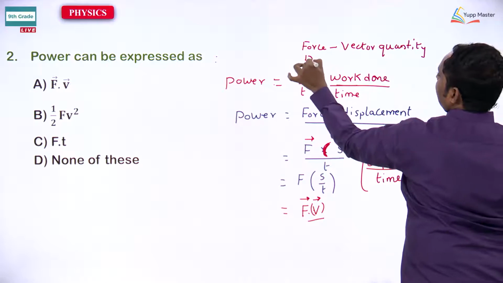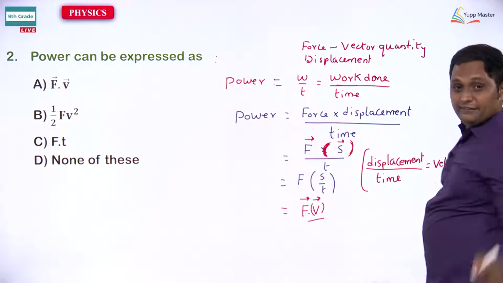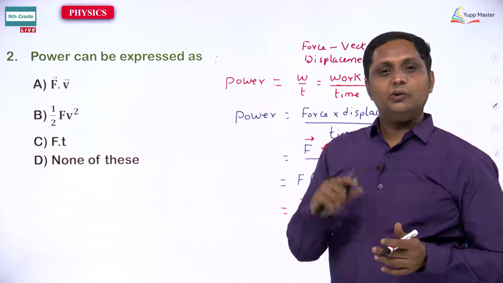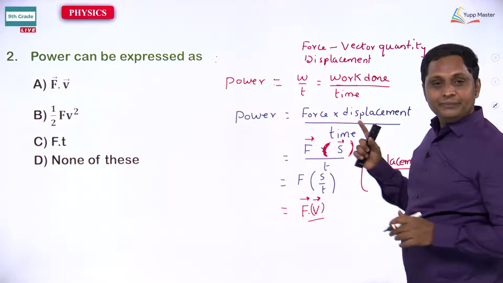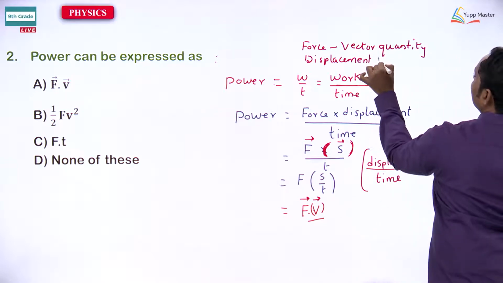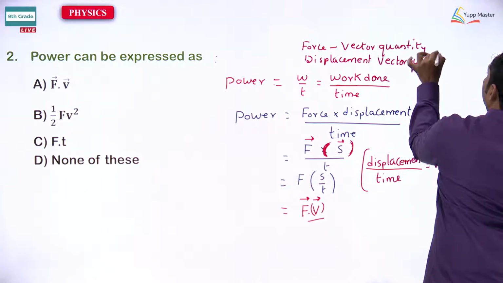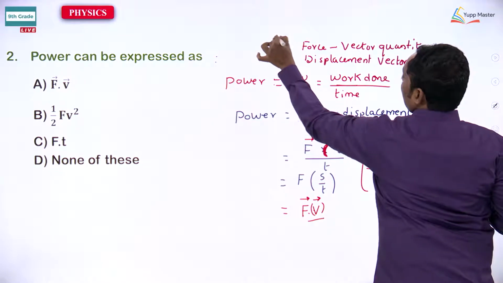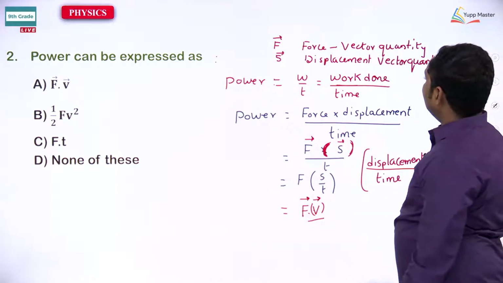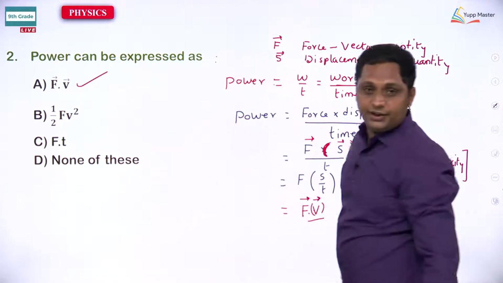Displacement is also a vector quantity, which has direction. If a physical quantity follows direction, it is known as a vector quantity. All right, displacement is going to be a vector quantity. So F is going to be represented as F bar, S bar. So the first one is the correct answer.